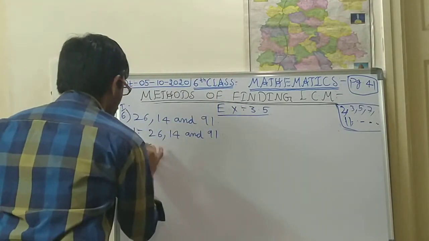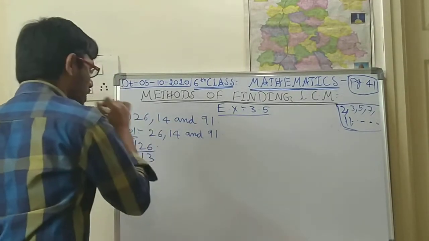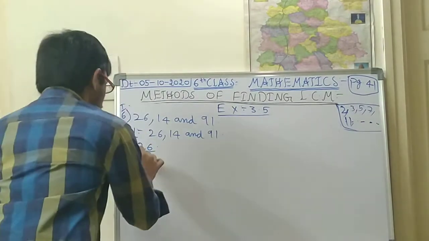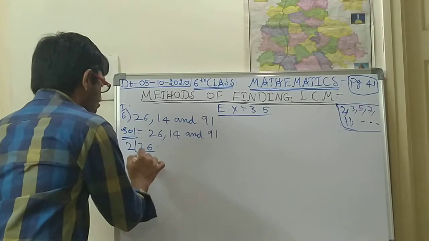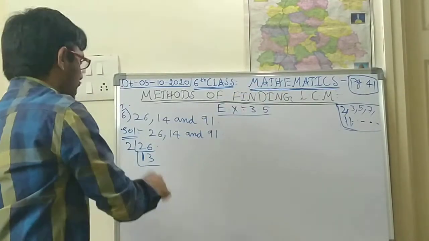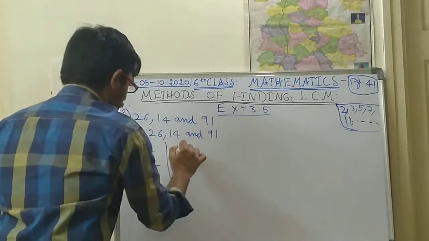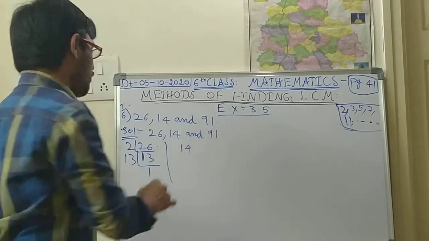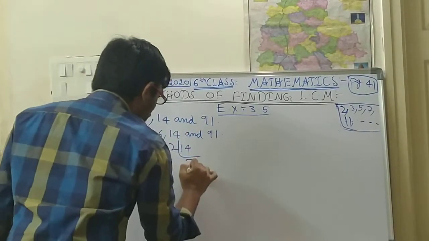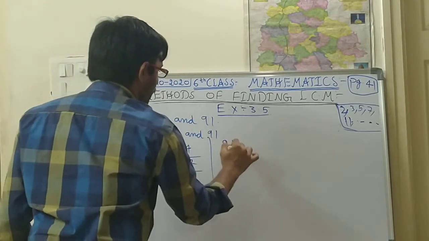Next step, prime factors for 26. So 2 ones are 2, 13 in the 13 table, so 2 into 13 is equal to 26. Next, 13 is a prime number, so 13 as it is, 13 ones. Next 14: in which table will it go? First the 2 table, 2 7s 14. 7 is a prime number, so 7 ones.